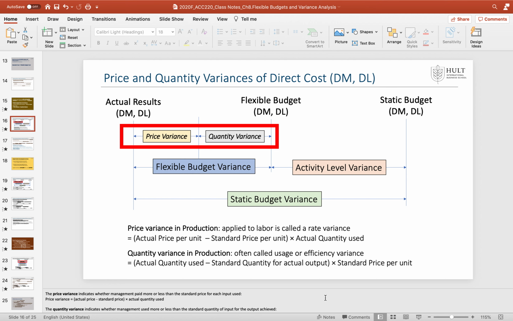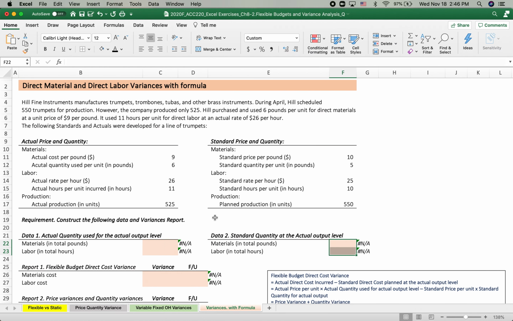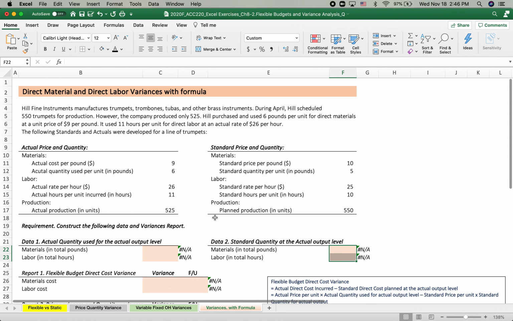The quantity variance in production is equal to the actual quantity used minus the standard quantity for actual output, times the standard price per unit, so that we can get the quantity variances. Okay, let's go to the practice here.